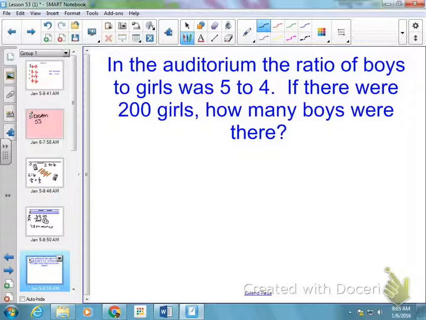Now read this with me. It says, in the auditorium, the ratio of boys to girls was 5 to 4. If there were 200 girls, how many boys were there? Well, I'm going to set it up just like I did. I'm going to write my ratio. I'm going to make a note on the side of what the top and bottom numbers represent. The way it's written, the first number represents boys. So I'm going to put boys over girls on the side just so I can work with it. And then I'm going to record that I know the ratio is 5 to 4.